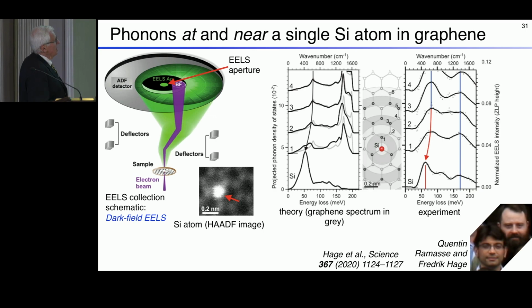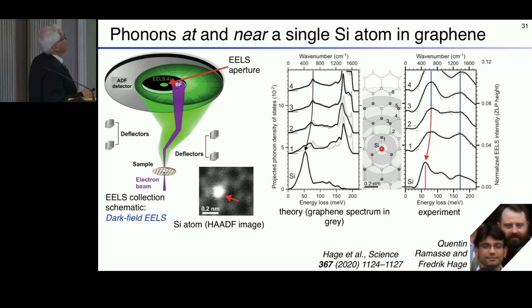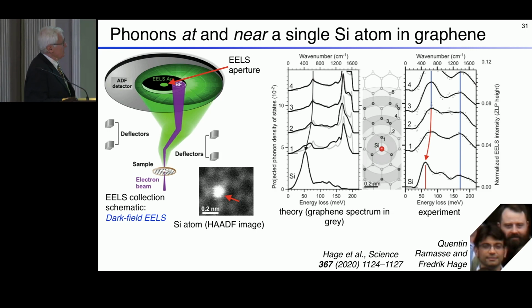And here's a beautiful result from the SuperSTEM lab, Quentin Ramasse, Frederick Hage, at Daresbury National Laboratory in the UK. You select the high angle signal, so we basically deflect the bright field, the unscattered electrons, so they miss the selection aperture going into the EELS. We have a silicon atom in graphene, and we move the probe from some distance away to probe these different atomic positions. So here's the silicon atom, here's the nearest neighbor, second nearest neighbor, third, etc.